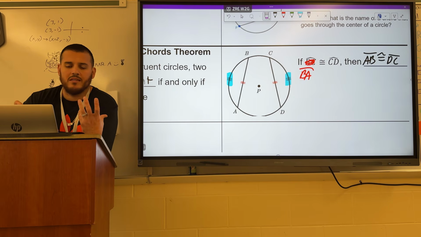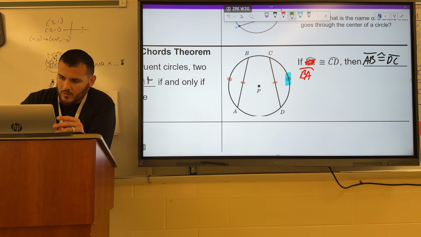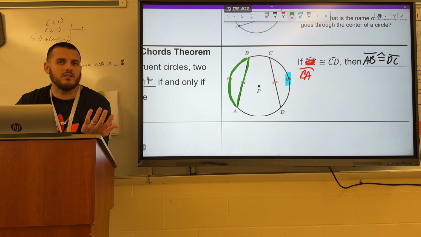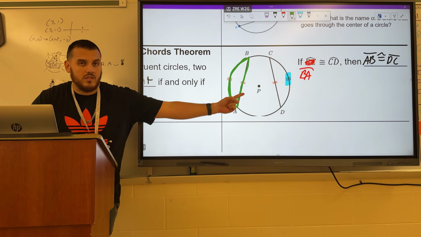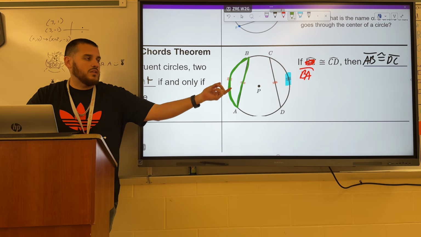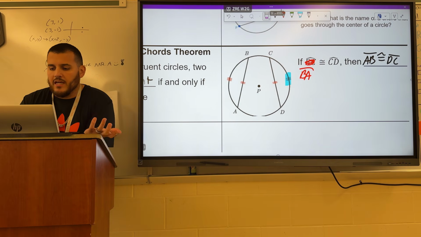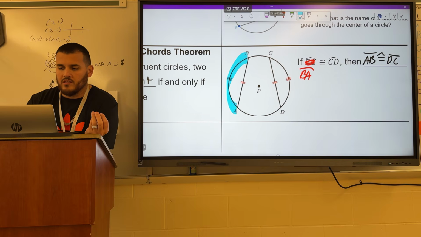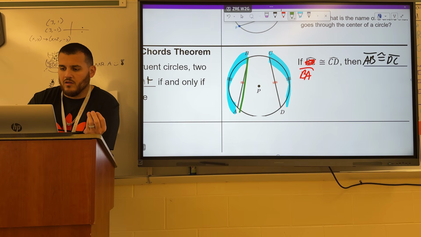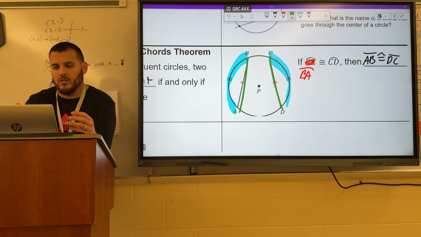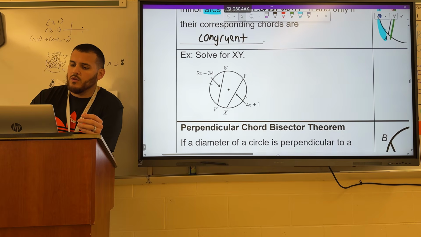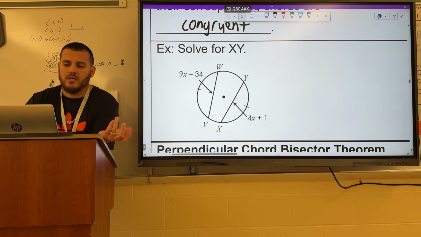What I mean when I say the chords that make them is pretty simple. If you look at chord BA, you can say it cuts off that portion of the ring from the rest of the circle. So that is a corresponding chord for this arc, or vice versa. That's a corresponding arc for that chord. And again, the idea is really simple. If arcs are congruent, then these chords that create them are also congruent to each other, and vice versa. So we would use that fact to answer an example like this.